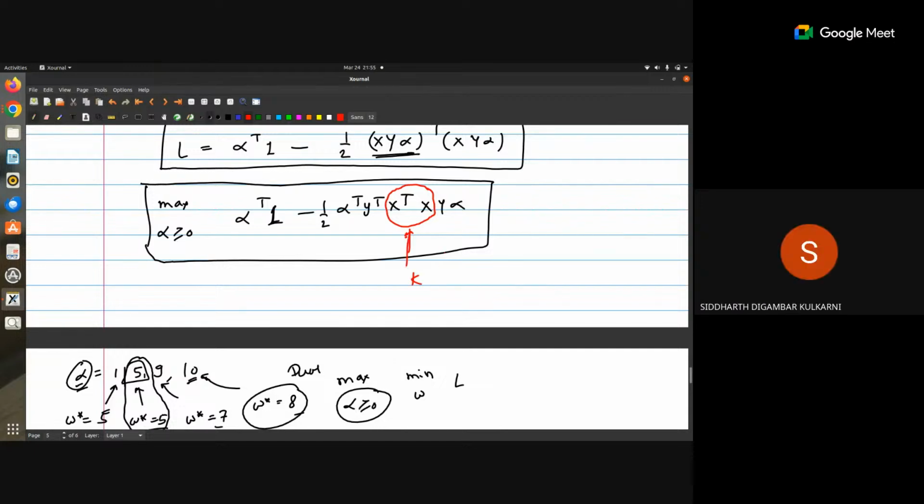Right. So substitute x transpose x with a kernel function. What does that mean? If the boundary in the lower dimensional space is not linear, but it is linear in the higher dimensional space, in that case what do you do? Substitute x transpose x with the kernel function, find out the kernel, and then you try to solve the problem, right?